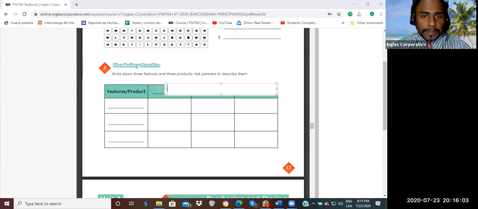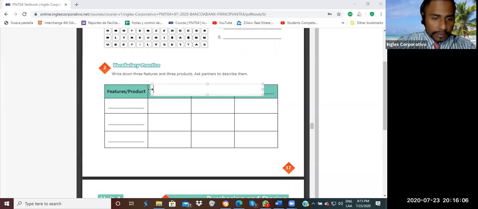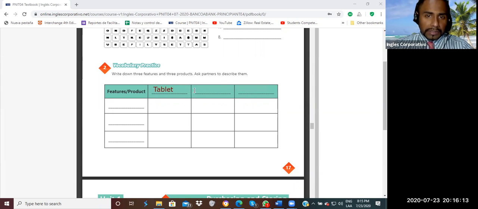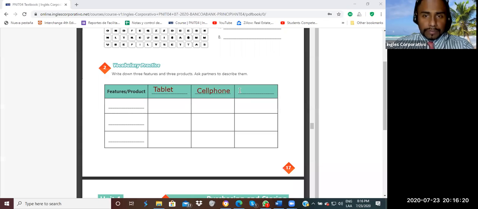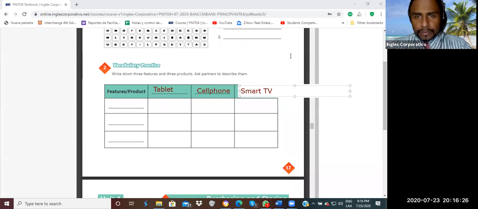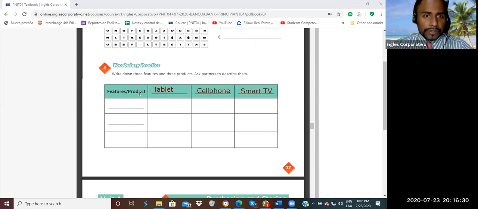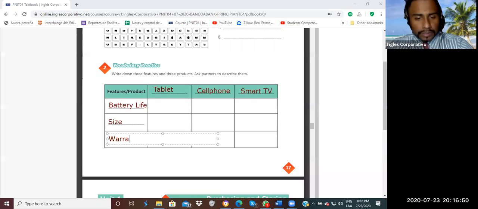For example, you're gonna say tablet. Here you can put a cell phone, for example. And the next one, you can put a smart TV. This is an example, only some ideas. Here, features of the products, you can put, for example, battery life, or size. Here you can put warranty, for example.